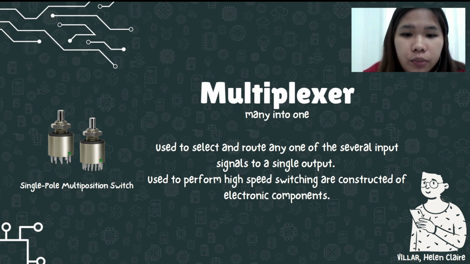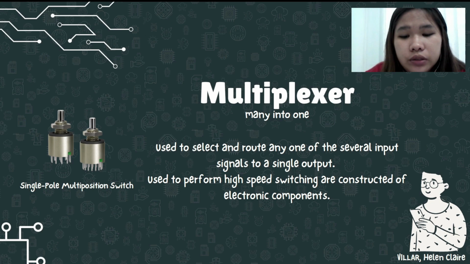However, circuits that operate at high speed require the multiplexer to be automatically selected. A mechanical switch cannot perform this task efficiently. Therefore, multiplexers constructed of electronic components are used to perform high-speed switching.